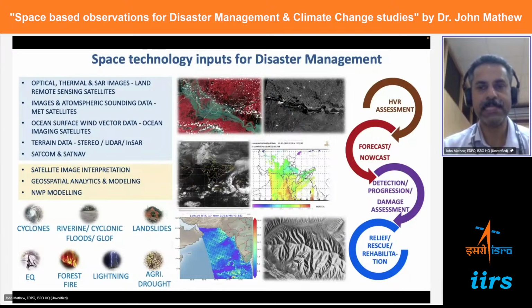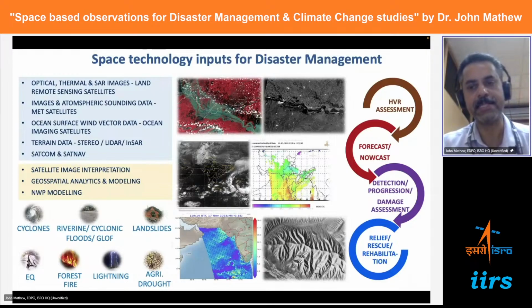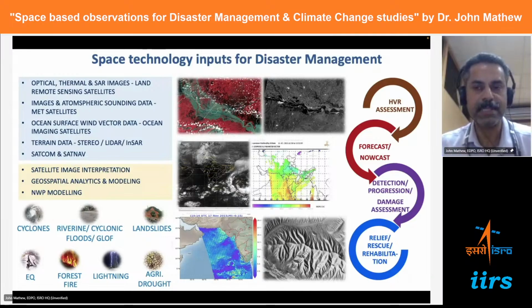So I was telling about the disaster management cycle. On the right hand side of the screen, if you see, I have kept a few terms. One is HVR assessment, that is hazard, vulnerability, and risk assessment, which I explained in the beginning. Then there is forecast and nowcast. That means this also comes in the pre-disaster phase. And then during the disaster, you have to detect and monitor the disaster, and also assess the damage. Then post-disaster, the last segment is relief, rescue, and rehabilitation. And then the entire process repeats, like hazard assessment, forecasting, and then the unfortunate event of disaster occurrence. So this is the cycle of disaster management.